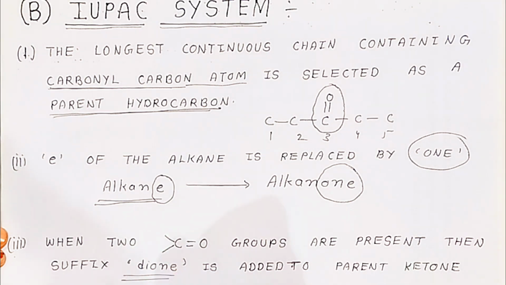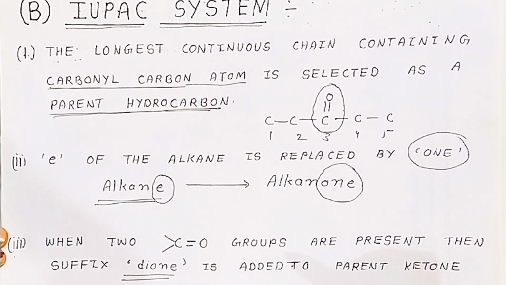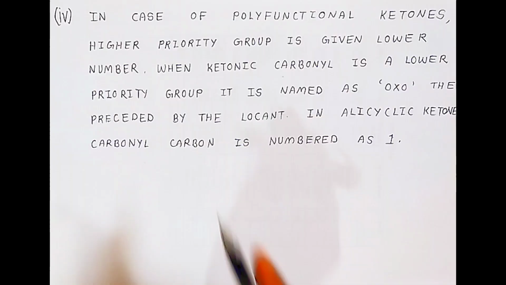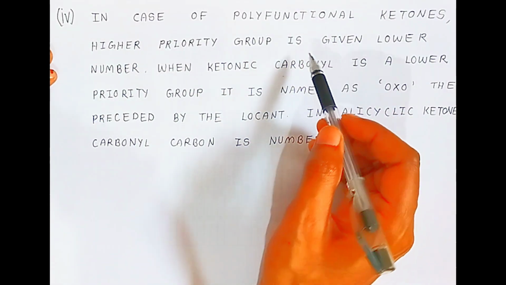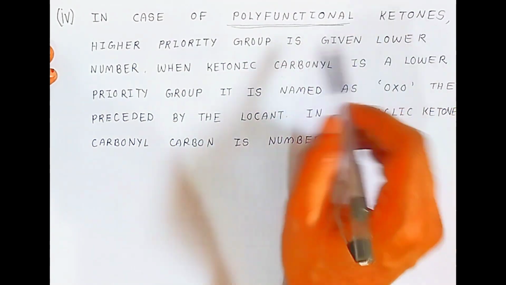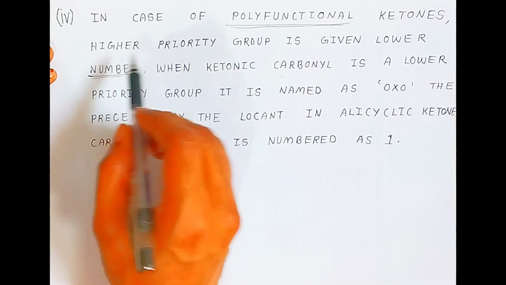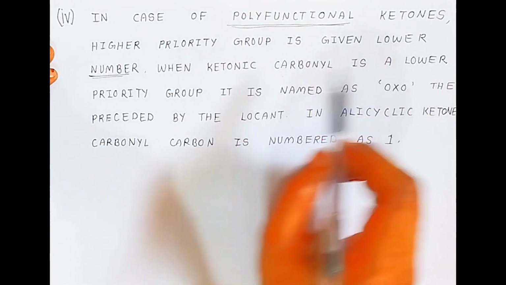If there are two carbonyl groups, students, what do we call it? Dione is added to the parent ketone. Suppose here you have one more carbonyl, you have pentane dione. So, understanding students, when two carbonyl groups are present, then the suffix dione is added to the parent ketone. In case of polyfunctional ketone, if there is more than one functional group along with the ketone, the higher priority group is given the lower number.